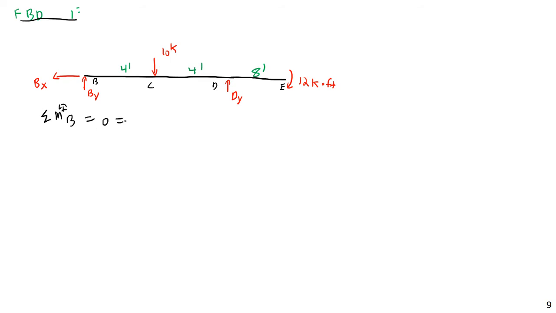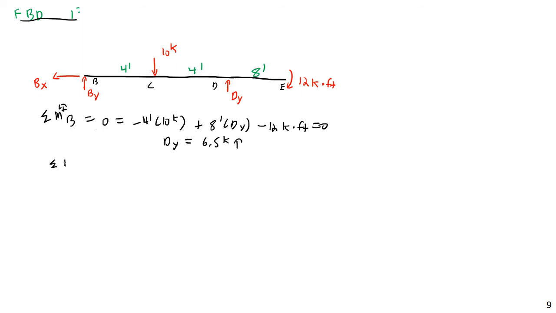So I'm going to have here negative 4 feet times 10 kips. Again, this is basic statics. Plus 8 feet times Dy, and then minus 12 kip-feet equals 0. And that produces a value that Dy is equal to 6.5 kips positive, or 6.5 kips in the upward direction.